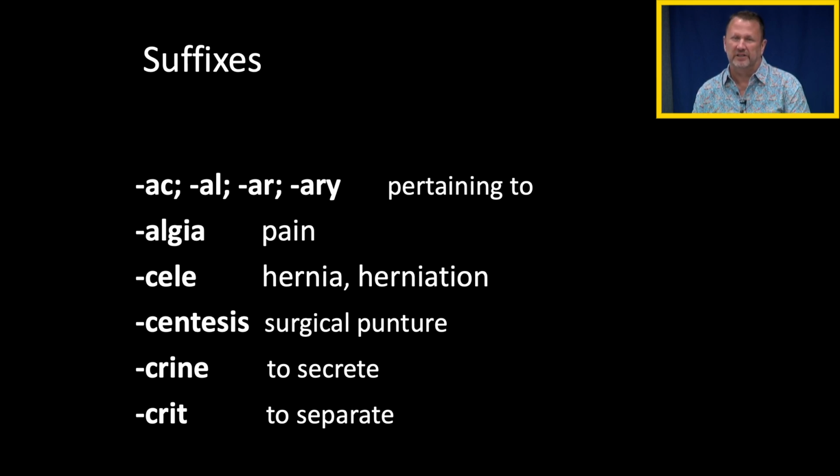Crin means to secrete, so we'll talk about endocrine, and those are organs that secrete substances into the blood supply to communicate with other organs. Crit means to separate, and so maybe somebody will order a lab test called a hematocrit: hemo, blood, crit, to separate. You just take blood and put it in a little tube, and if it's properly anticoagulated, the red blood cells will float to the bottom, and the serum will stay on top, and then you can measure the percentage of the blood volume that is made up by the cells, and that's what a hematocrit is.